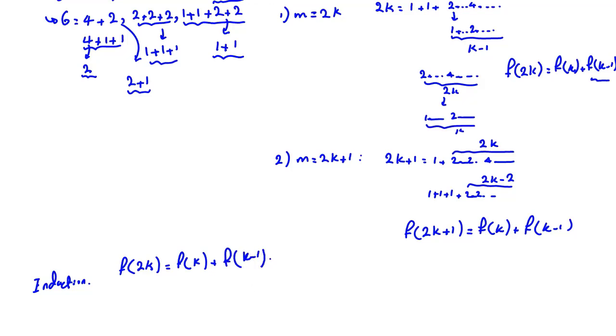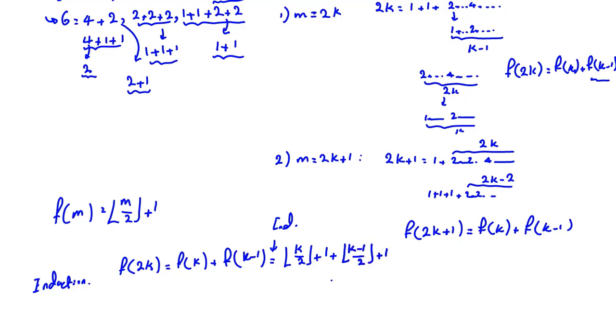So f of 2k is f of k plus f of k minus 1. By induction, I want to prove what? F of m equals floor of m over 2 plus 1. We can say it is equal to floor of k over 2 plus 1. And the next part is what? F of k minus 1 is floor of k minus 1 over 2 plus 1. Okay, now for this part, floor of k over 2 plus floor of k minus 1 over 2.